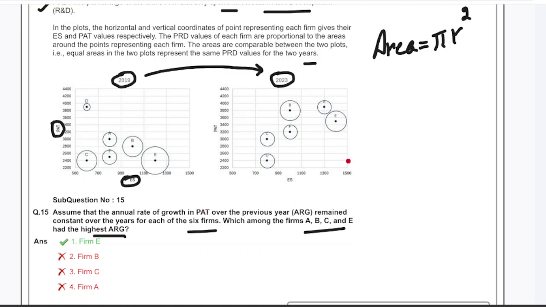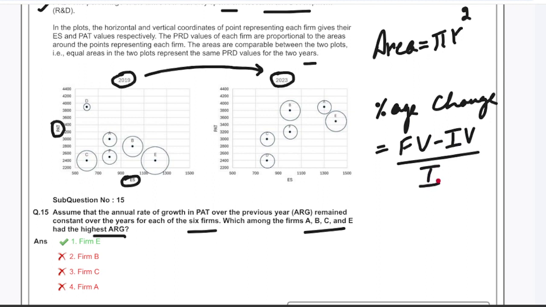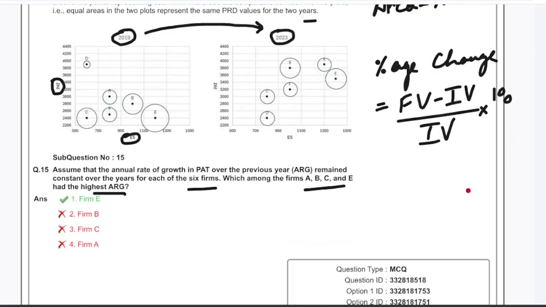For the total percentage change, we know the formula that we always use: final value minus initial value, divided by initial value, multiplied by 100. Let's find it out. First of all, let's check it for the firm A.